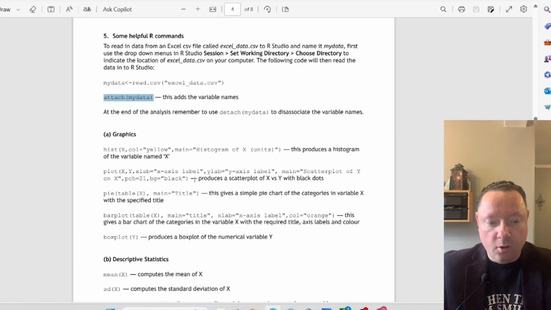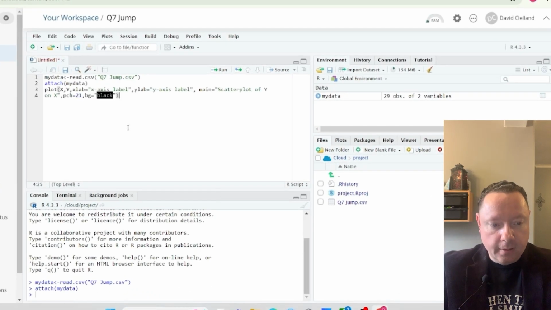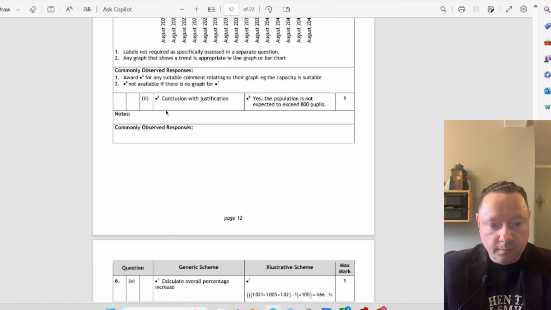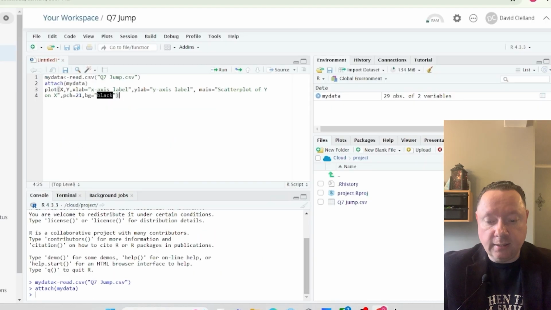To construct a scatter plot, we go down to our helpful R commands and look for plot. There's plot right there. So I'll just copy that, I'll not think about it. Control C. Just notice it says it produces a scatter plot of X versus Y with black dots. So we've got plot(X, Y). If we check the question, it says construct a scatter plot of vertical jump height on back squat. So back squat is our X. Just make sure you get them the right way round.